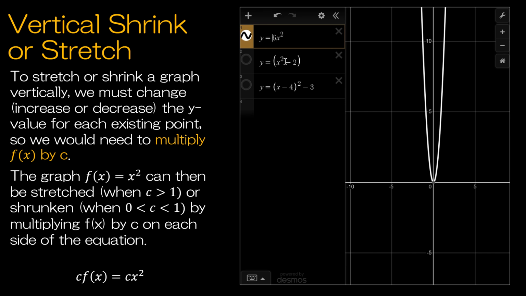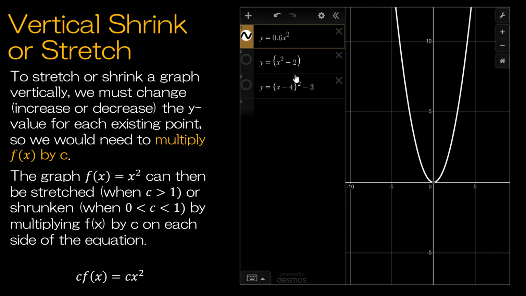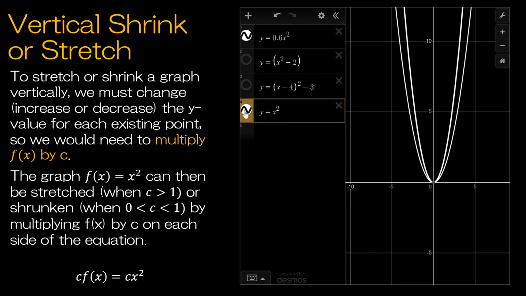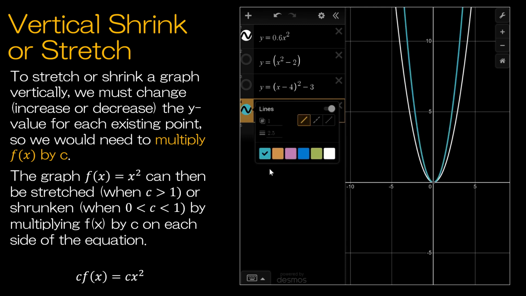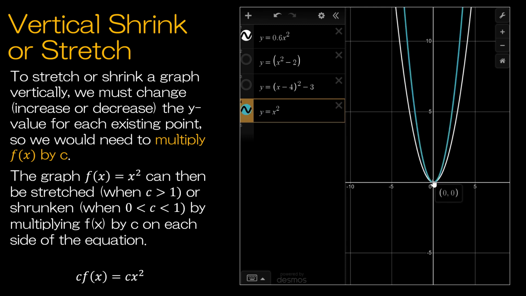Same thing if I put, say, 0.6. So now it's like I'm taking my hand and pushing down on top of the parabola to make it a little bit fatter. Again, this is just for reference. Here was my original graph. Let's change the color of that. So there's the original parent function, and between 0 and 1, I'm now looking at me sort of pushing down on top of those and squishing it down just a little bit.